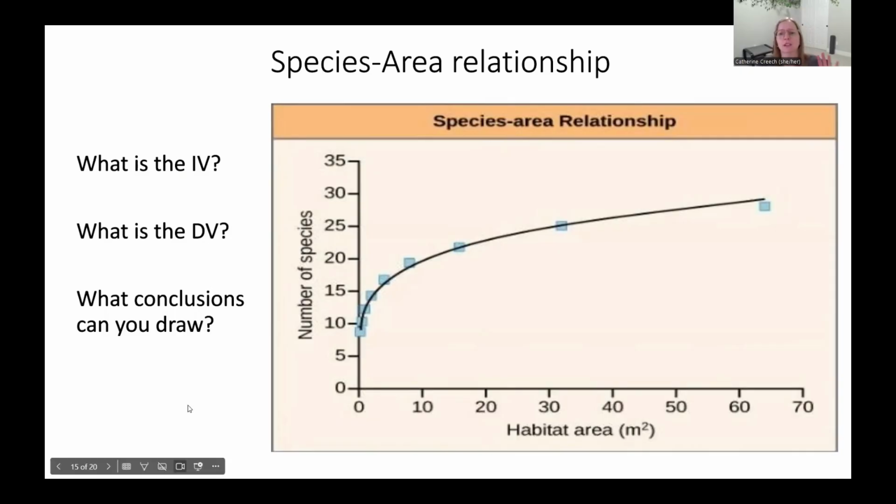So take a moment, look at this graph, and ask yourself, what is the independent variable of this experiment? What is the dependent variable? And what conclusions can you draw? Pause the video if needed.